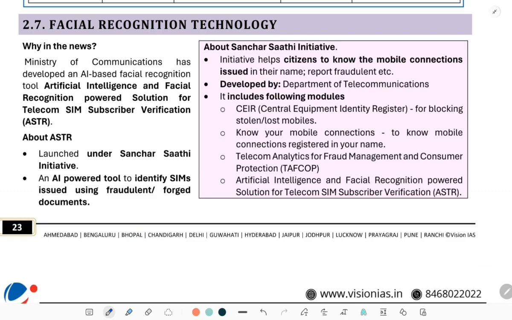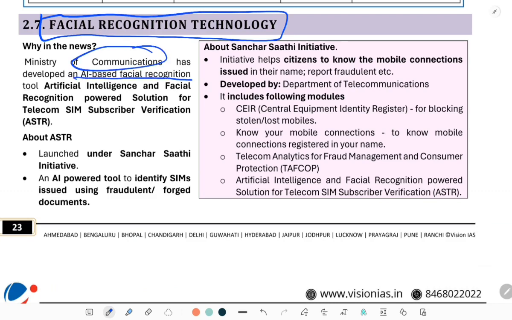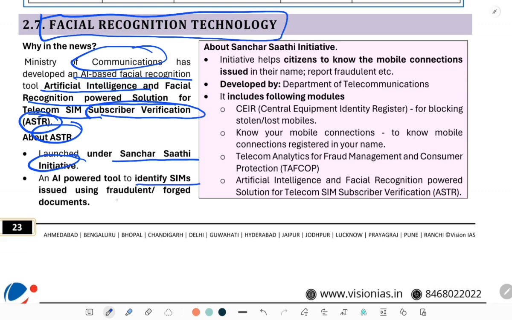Okay, we'll next discuss facial recognition technology. Recently, the Ministry of Communications has developed an AI-based facial recognition tool, that is, an artificial intelligence and facial recognition powered solution for telecom SIM subscriber verification, called ASTR. We'll see about this ASTR. It is launched under the Sanchar Sathi initiative, and it is an AI-powered tool to identify SIMs issued using fraudulent documents. We'll see about the Sanchar Sathi initiative.